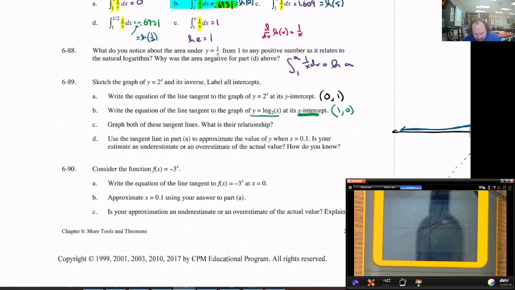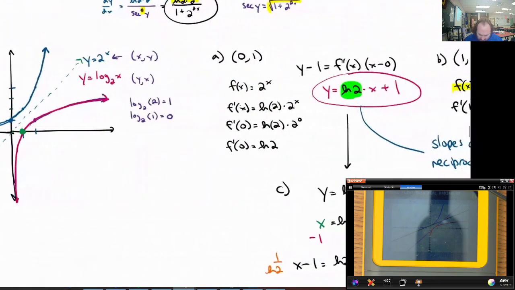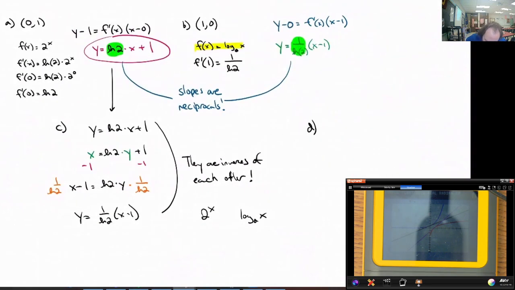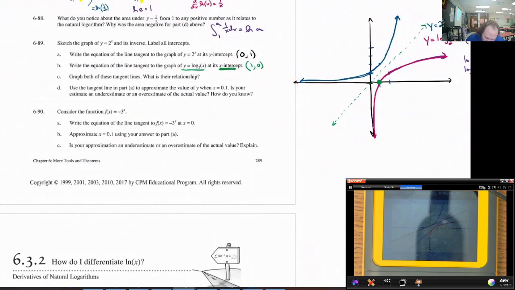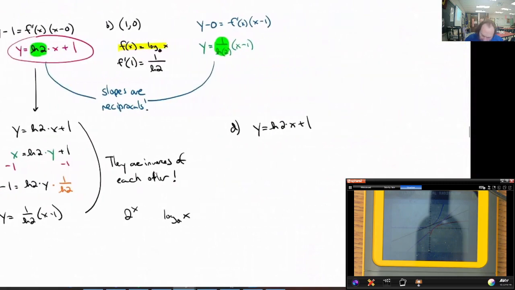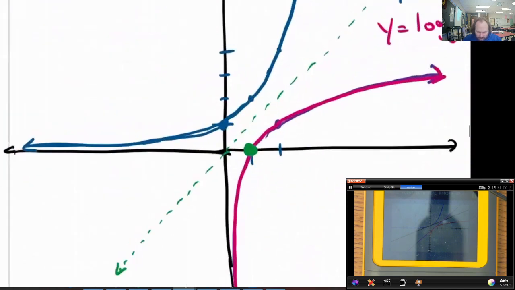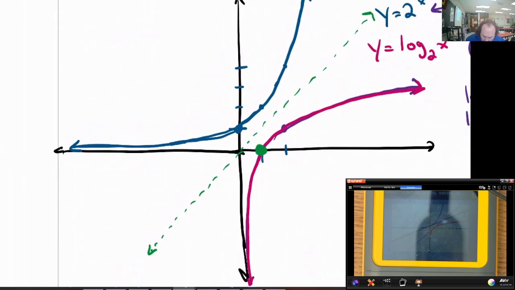Question D says use the tangent line in part A to approximate the value of y when x is 0.1. Is your estimate an underestimate or an overestimate? Okay, so let's go back to question A for a minute. We had this equation right there. Let's call this part D over here. So we know that the equation is y equals natural log of 2 times x plus 1. So we are asked to approximate what's going on when x is 0.1, so we're going to plug in x equals 0.1. The thinking here, of course, is that this is a very, very curvy line. But if you zoom very, very close in, you can tell there is going to be a local linearity.